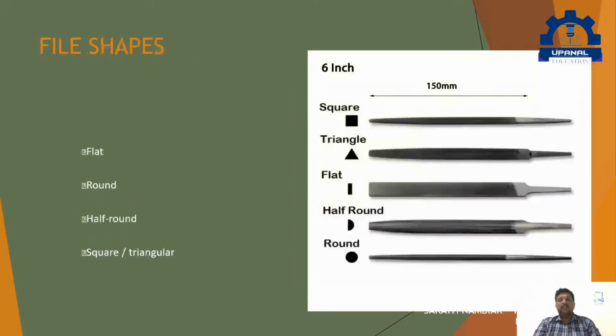Now, coming to the shapes, we have different shapes: the flat file, the round file, the half round file, the square file, and the triangle file. These are the types of files actually. You can see some designs in the image itself.